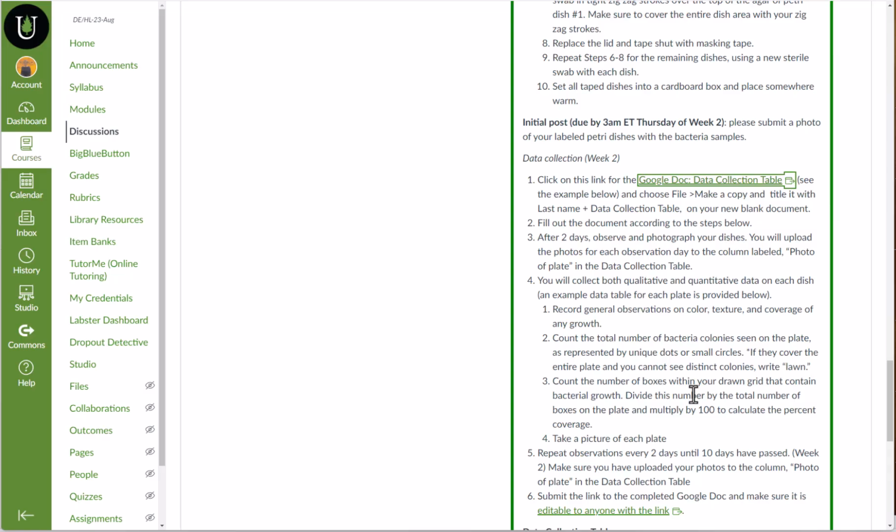So you drew a grid on the top surface of your Petri dish, kind of like graph paper. So you're going to essentially ask how many grids have colonies in them, and then what is the percentage of the total number of grids. So if I have 100 grids on the top of my Petri dish, and 10 of those grids out of 100 have colonies, then I have 10% coverage.